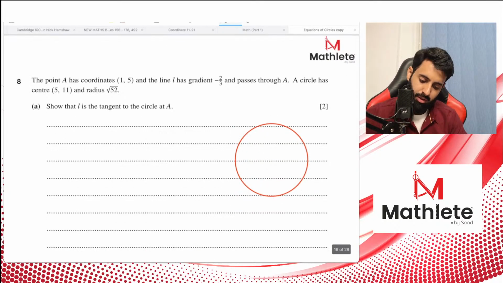The point A has coordinates 1, 5 and the line L has gradient -2/3 and passes through A. So 1, 5, let's say, is somewhere over here. Let's say this is point A. A circle has center 5, 11. That means I'm going to have to redesign the whole thing. If the center is 5, 11, then 1, 5 has to be slightly towards the left and slightly downwards also. Show that L is a tangent to the circle at A.